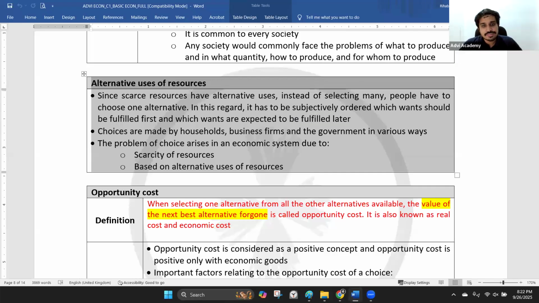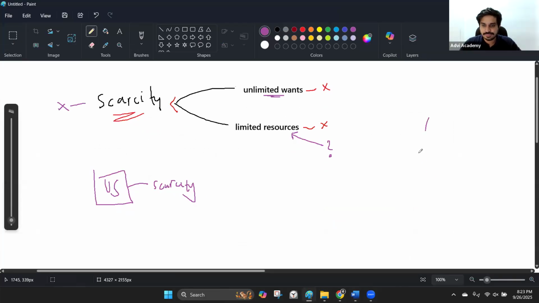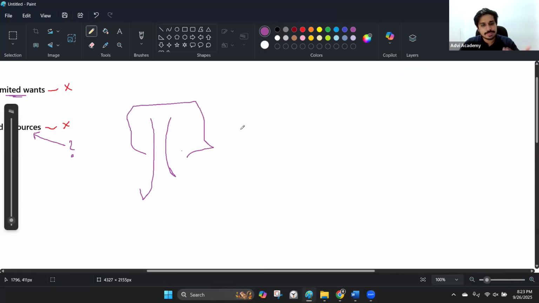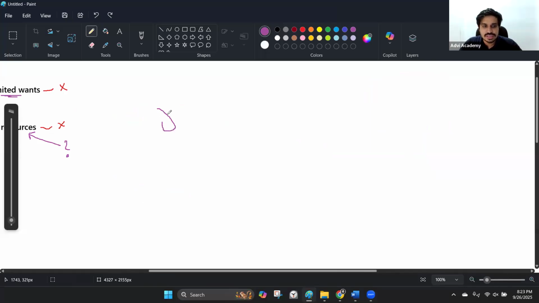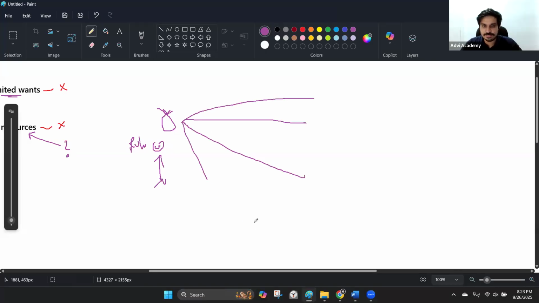Now, what do we mean by alternative uses? We are saying this because the resources are scarce. For example, if you take a tree, you can use this tree to do multiple things. Or, it's easier if I just take the mango example here. Let's say this is a mango, and you are there. Let's say this is a boy called Roo. He has only one mango right now with him. He has plucked it from a tree.